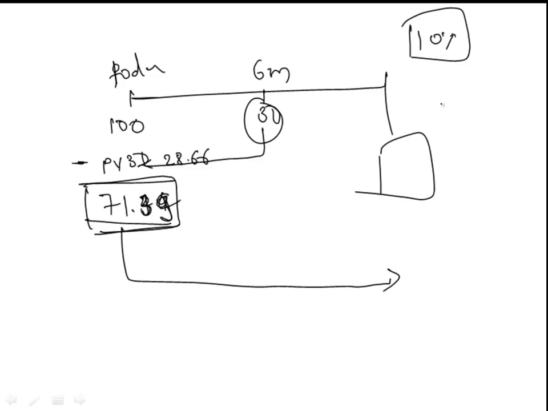So 71.39 is the present value, assuming second, clear TVM. 71.39 is the present value, 10 is the I/Y, 1 is the N, compute future value. 78.53. So you are multiplying 71.39 by 1.1. It's the same thing.